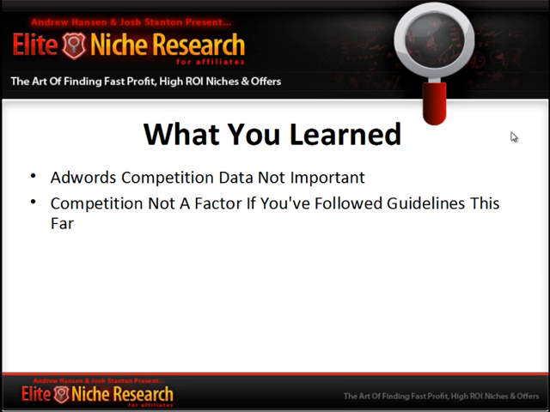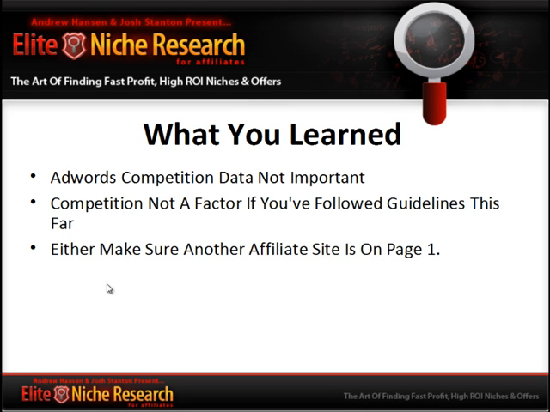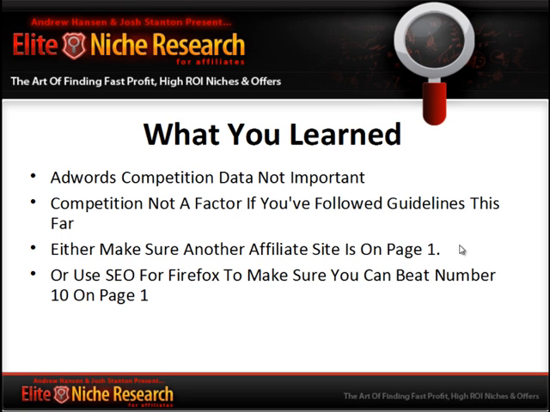Remember that. Competition is not a factor if you've followed the guidelines this far and chosen a product that has those right ratios that we mentioned in video 2 of the keyword research section. Number 3, either make sure another affiliate site is on page 1 so that you know that if they got there you can get there, or be a little bit more in depth, install the SEO for Firefox toolbar and make sure you can beat the guy who's sitting number 10 on page 1.